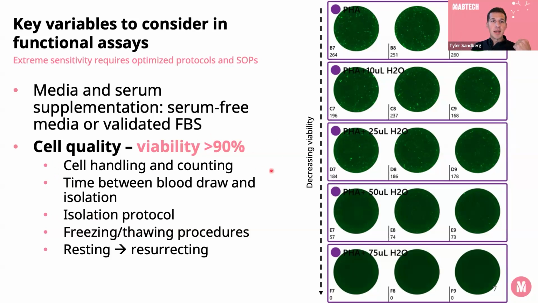This can be done by optimizing your cell handling and counting, the time between blood draw and PBMC isolation, the actual isolation protocol, the freezing and thawing SOPs, as well as including resting in your thawing process before analyzing with FluoroSpot or flow cytometry. And this image on the right just shows how important it is to have good viability with your cells and good quality cells. Because as you see, as we have a decreasing viability of cells by adding water into these wells, you're getting much fewer spot-forming units from PHA stimulation. So you really do need a good viability for these assays.